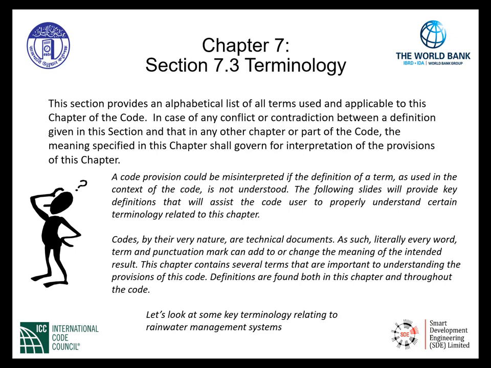Codes, by their very nature, are technical documents. As such, literally every word, term, and punctuation mark can add to or change the meaning of the intended result. This chapter contains several terms that are important to understand the provisions of this code. Definitions are found both in this chapter and throughout the code. Let's look at some key terminology relating to rainwater management systems.